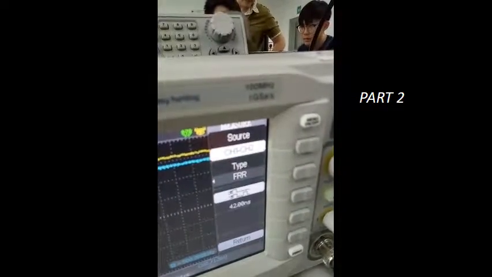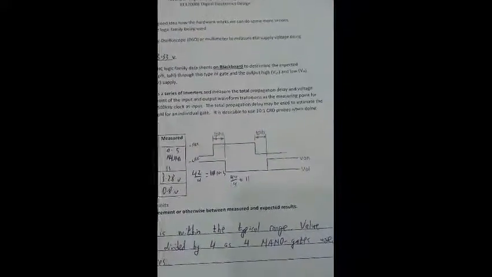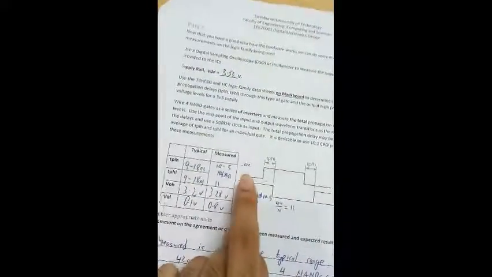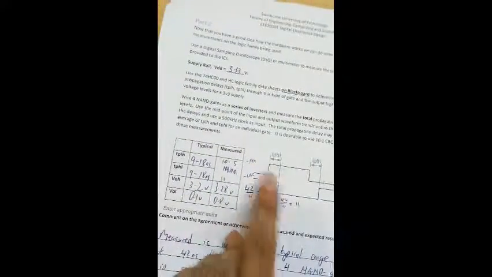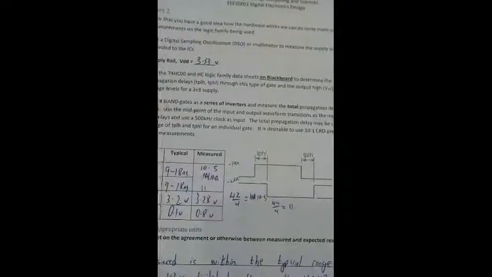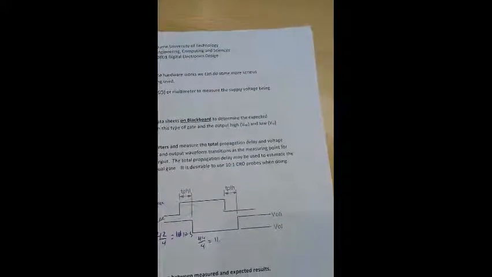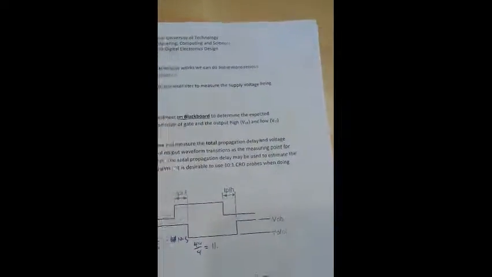Now a quick review of part 2: the typical delay is 9 to 18 nanoseconds, and the total propagation delay that we got was 42 and 44. 42 was representing FRR, while 44 was representing LRR. Now we have to divide by 4 because we're using a 4 NAND gate as a series of inverters, and we get 10.5 and 11, which is within the typical range. The VOH was 3.28 and the VOL was 0.8.